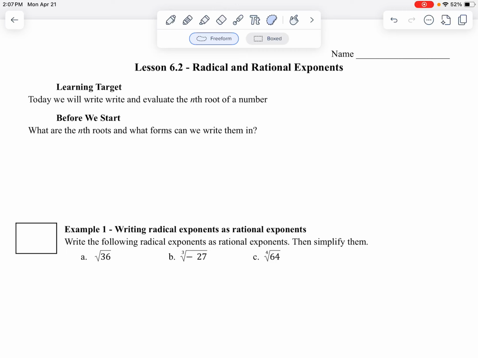This is our video for lesson 6.2. This is radical and rational exponents. Before we start, I'm going to write a few things in here. If you're watching this for the first time, don't copy this down until I ask you to start.